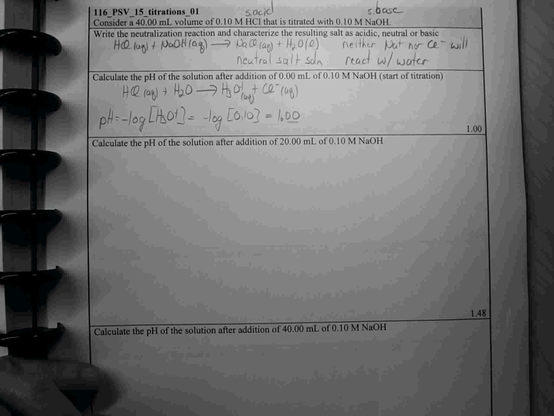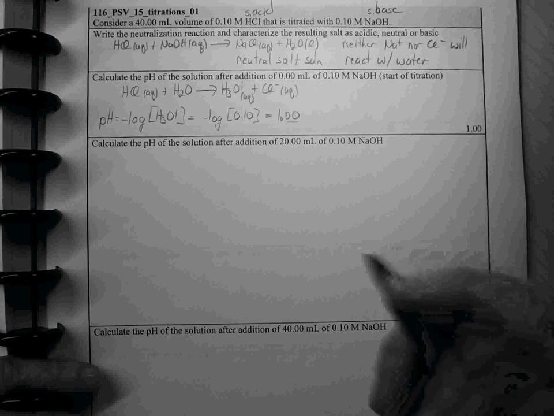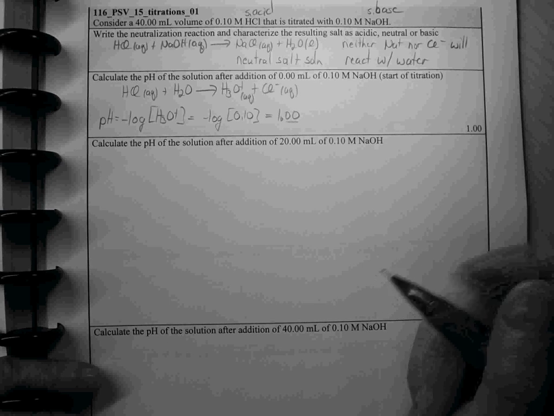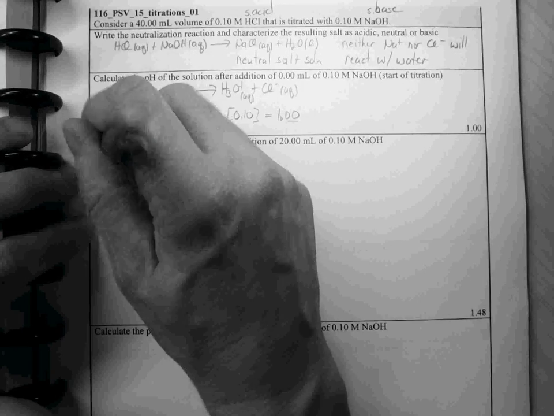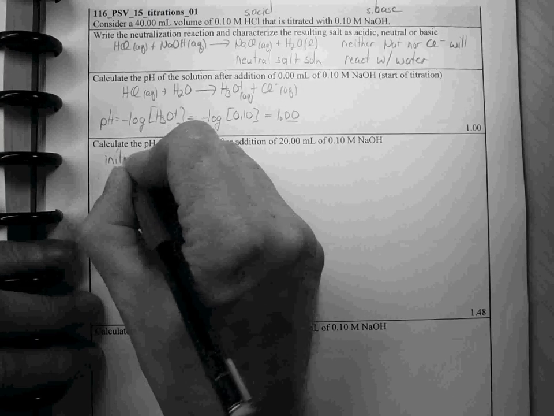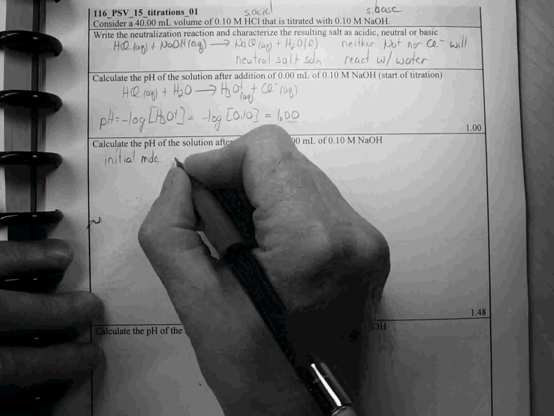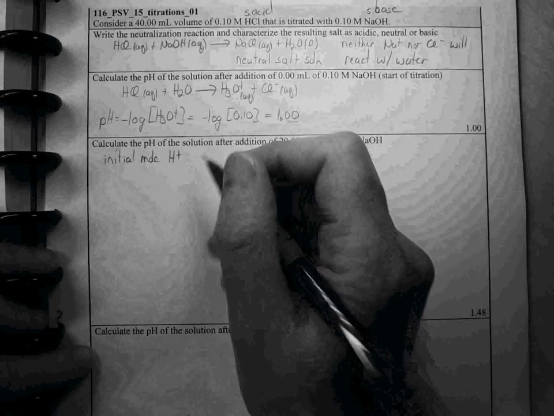Next we want to calculate the pH after the addition of 20 milliliters of 0.1 molar NaOH. Now, at least some of the acid is going to be consumed. We want to determine how much of the initial acid we had and how much is consumed in order to determine our pH. So we want to calculate the initial moles of H plus. I'll call it H plus rather than HCl because that's really what we have. You can call it H plus or H3O plus, it doesn't matter.